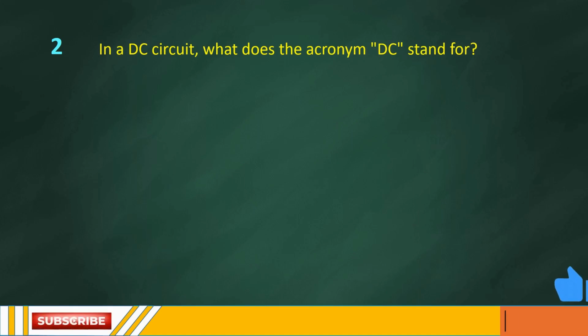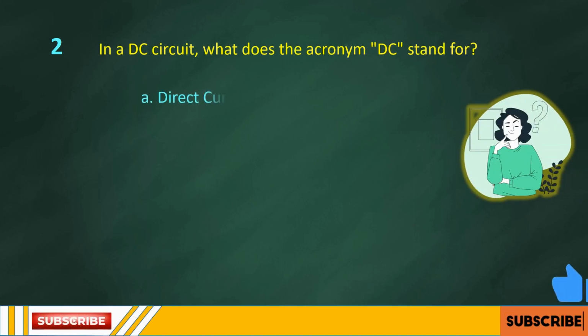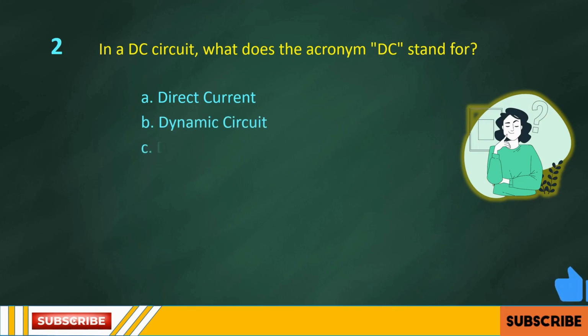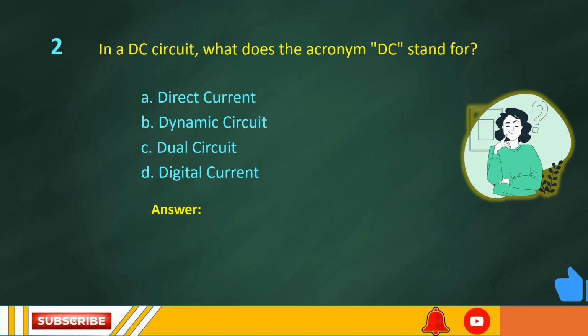In a DC circuit, what does the acronym DC stand for? A. Direct current. B. Dynamic circuit. C. Dual circuit. D. Digital current. Answer A. Direct current.